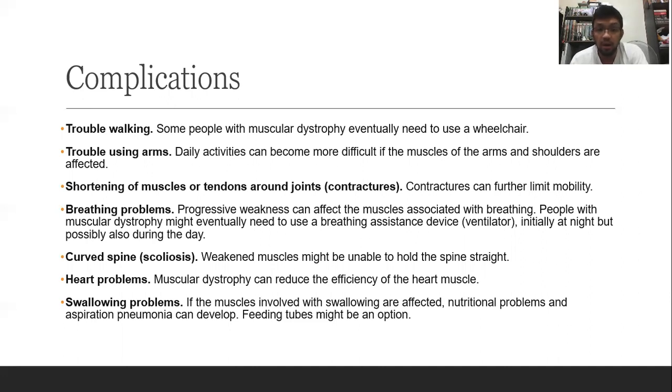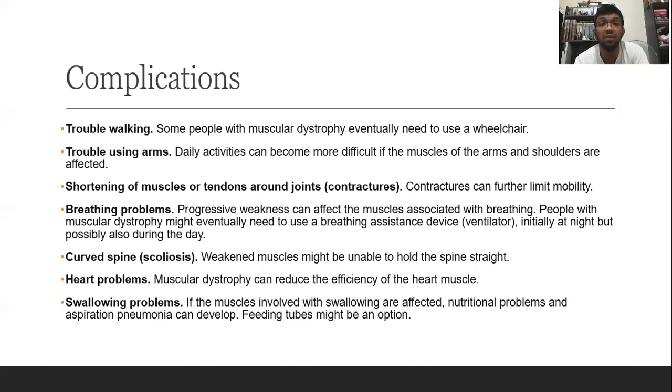Heart problems can occur. Muscular dystrophy can reduce the efficiency of the heart muscles as well. And swallowing problems. If the muscles associated with swallowing are also affected, nutritional problems and aspiration pneumonia can develop. So feeding tubes will be an option later on once it progresses to this.